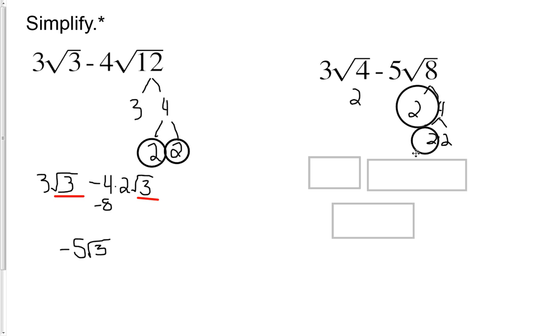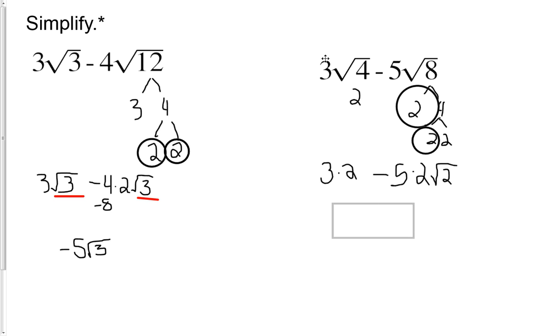I have to move that last circle. 1 left over, that one's going to go back underneath, but 1, 2 is going to come out next to that, negative 5. 3 times 2 is 6. Negative 5 times 2 is negative 10. We don't have a root over here, so we're just going to multiply, and we're done. 6 minus 10, square root of 2.